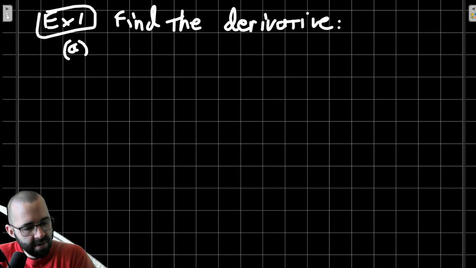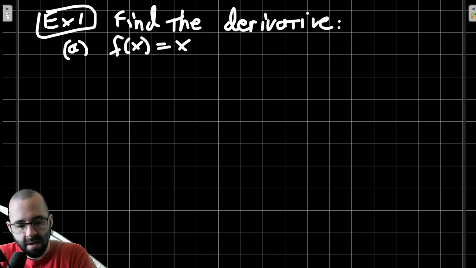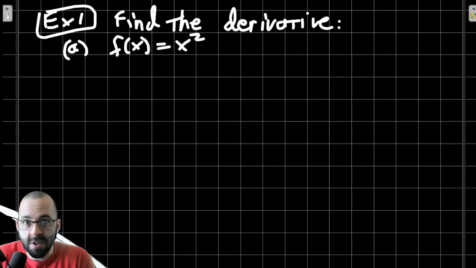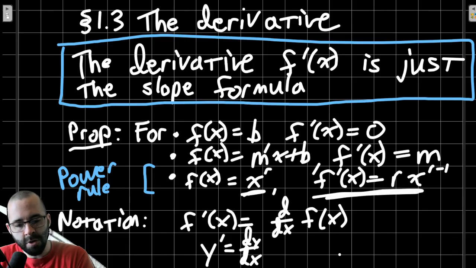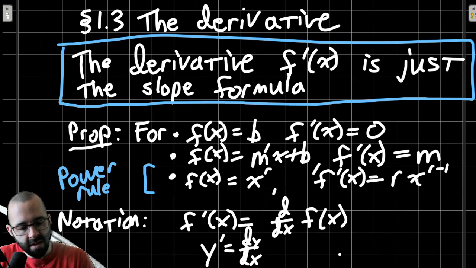Part A. f of x is equal to x squared. We already said in the previous section that the slope function, which is the derivative, is equal to 2x here. But we're going to use the power rule. So remember, go back to your power rule. The power rule says that if you have x to the r, you bring the power down and subtract the power. The exponent comes out in front, and then the new exponent is 1 less than the previous one.